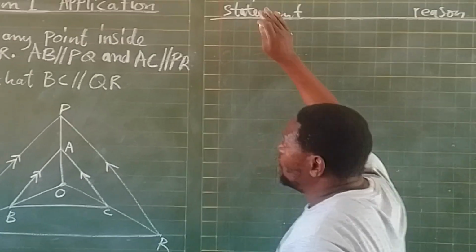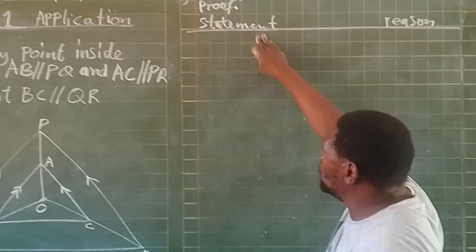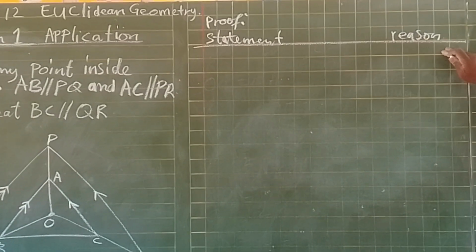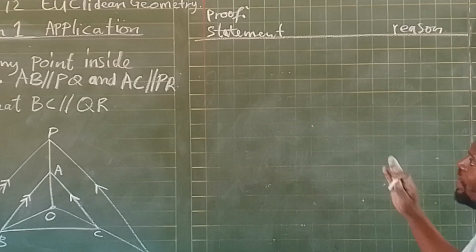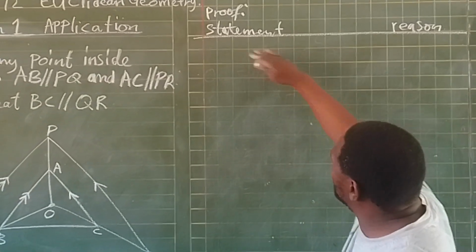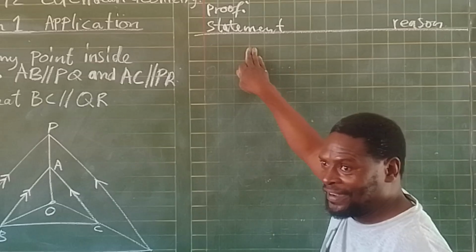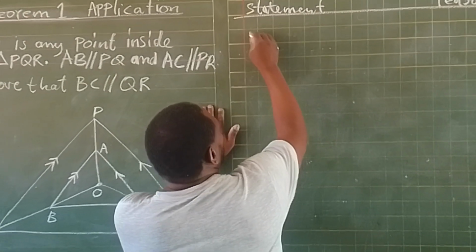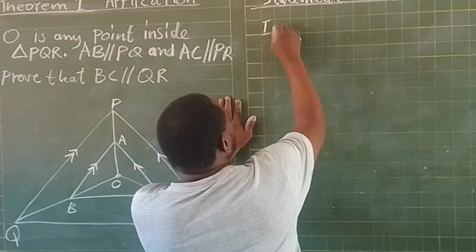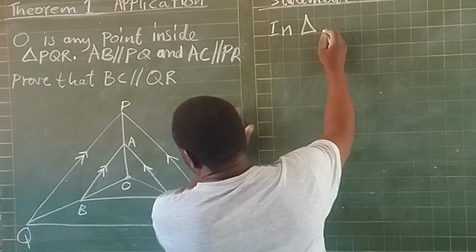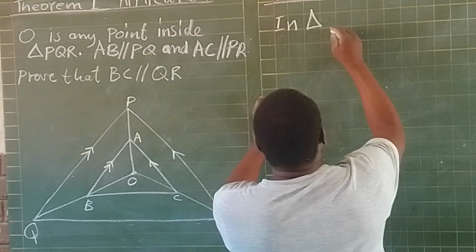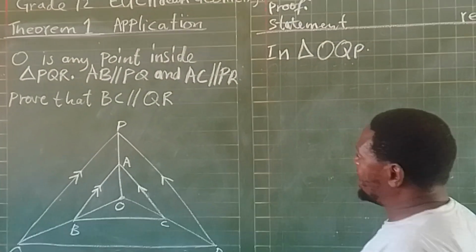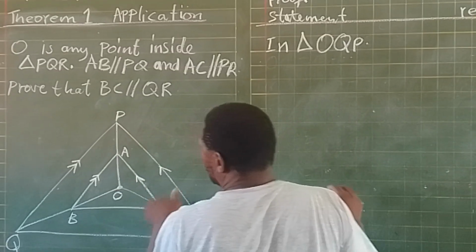Please, grade 12, get used to the habit of writing the statement hand in hand with the reason, because in Euclidean geometry, a statement with no reason is invalid. Right, we start here, we indicate to the marker that we are doing triangle OQP. We are in that triangle OQP.